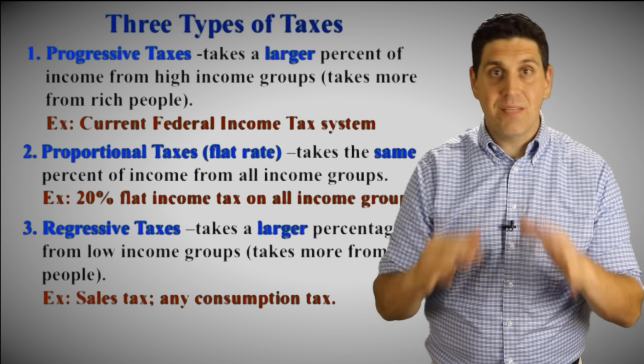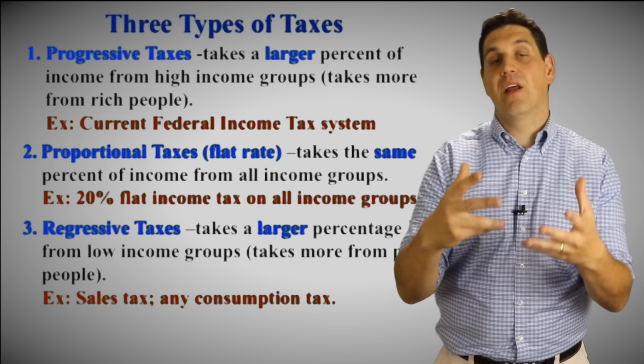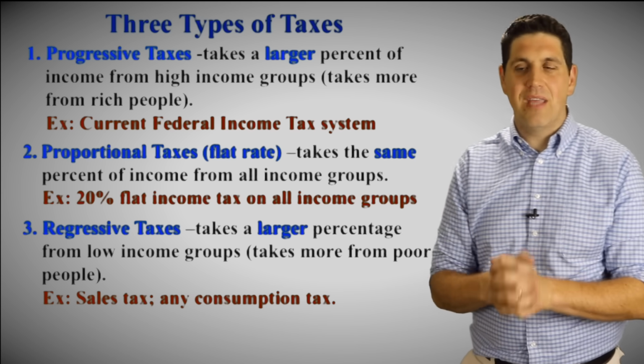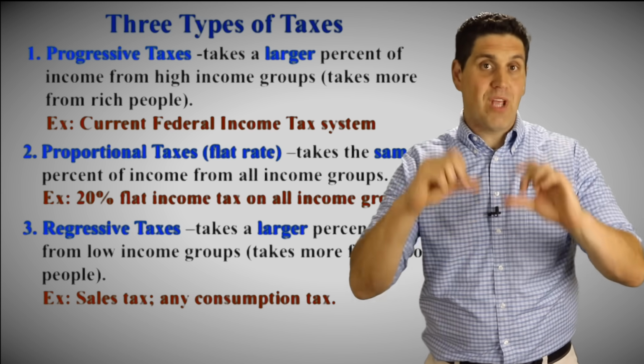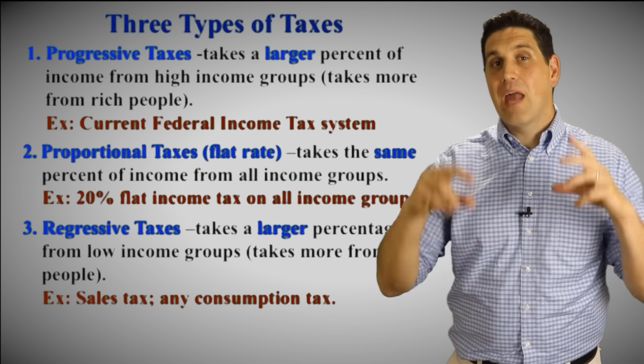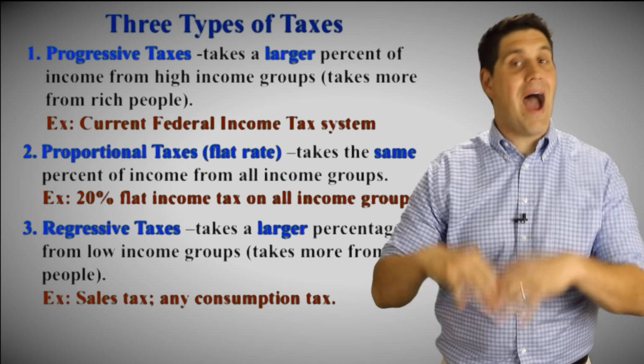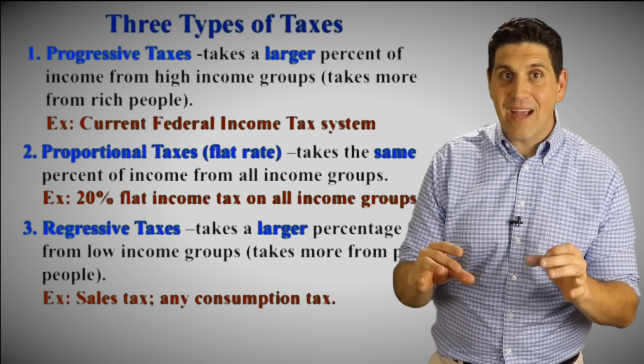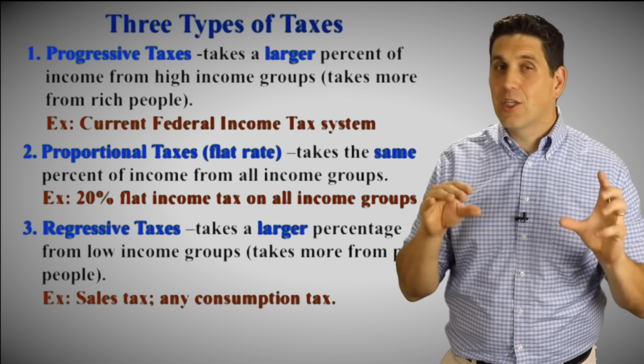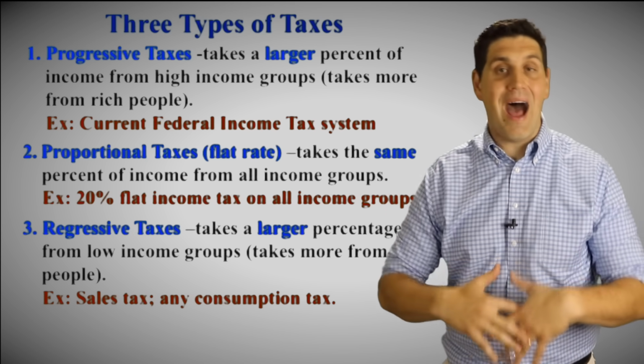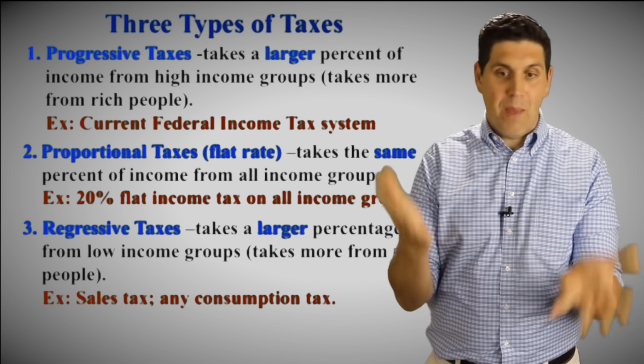So a progressive tax means rich people pay a higher percent of their income, like an income tax in the United States. Proportional means they pay the same percent of income, like everyone pays 10% of their income. And regressive tax is the idea that poor people pay a higher percent of income. So a $2 tax, although it seems progressive, it's not. It's regressive because poor people pay a higher percent of their income when they pay just $2.